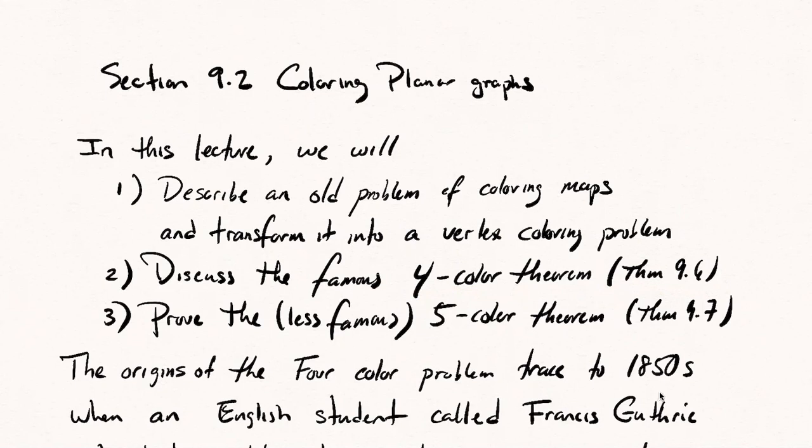And then we're going to give a proof due to Heawood of the, I'm sarcastically saying, slightly less famous five-color theorem. Of course, the five-color theorem follows from the four-color theorem, but the four-color theorem was much more difficult to prove. Okay, so let's get into it.